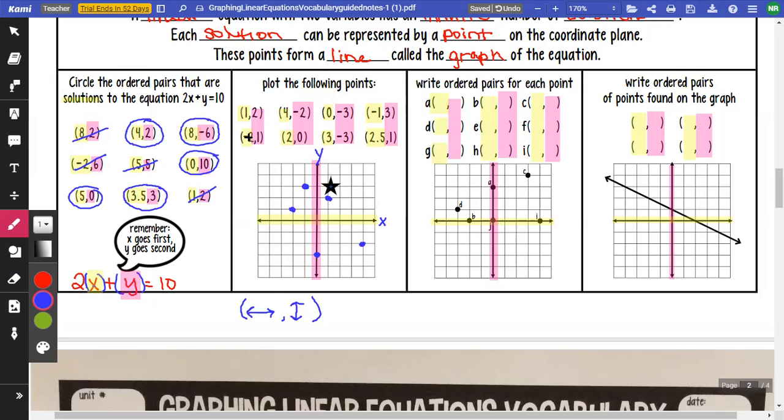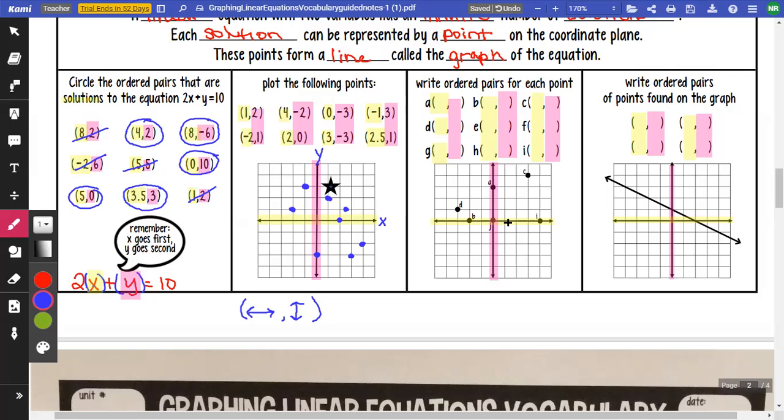Okay. So we did negative 1, 2, 0. Are we going to go left or right? Right 2. Do we go up or down? No, because it's 0. So we'll leave it there. 3, negative 3. Right 3, down 3. 2.5 and 1. So 2.5 is halfway. So here we go, up 1. That one was the tricky one.